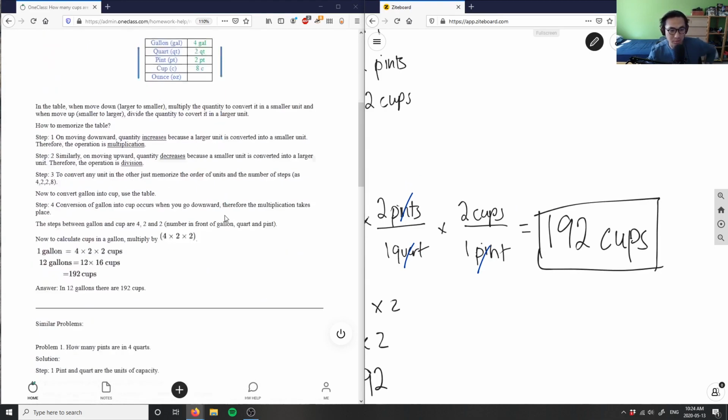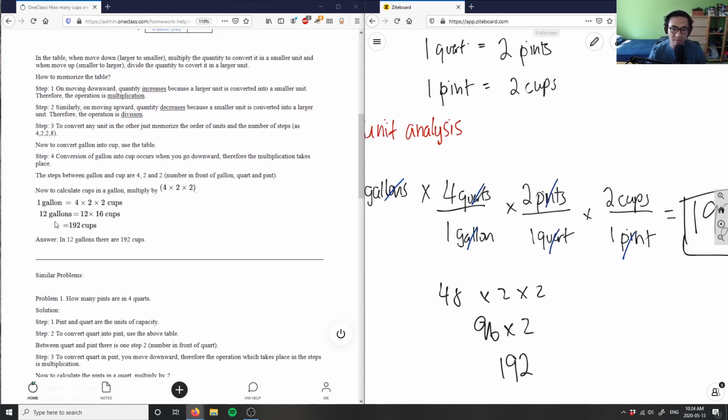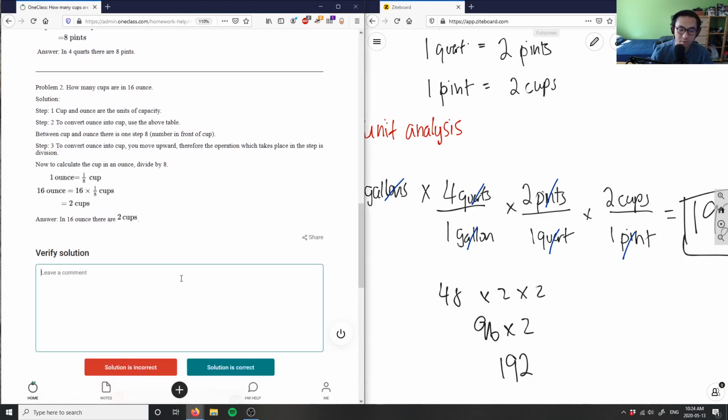And let me look at the solution. As you can see here, it also says 192, which is great. And it says here 12 gallons times 4 quarts in 1 gallon times 2 pints in a quart and 2 cups in a pint would give us our answer as well. So this solution here is correct. Good analysis as well.